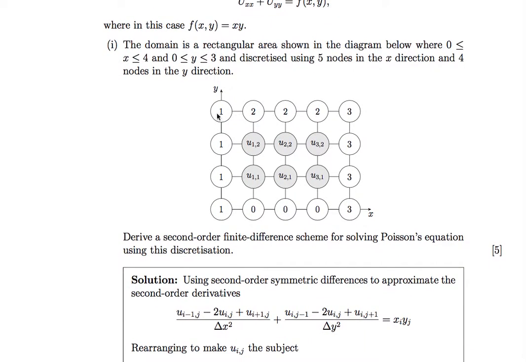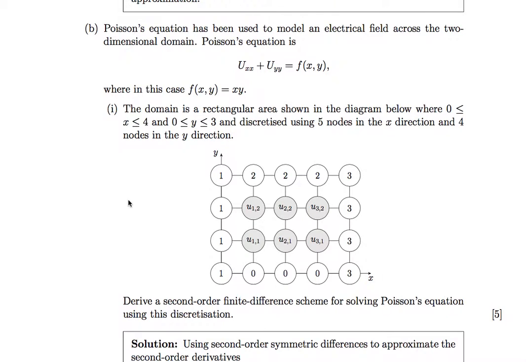We're given a rectangular domain. Okay, so x is between 0 and 4 and y is between 0 and 3. And x is discretized using 5 nodes and y is discretized using 4 nodes. So therefore the spatial step length in the x direction is 1, because 4 divided by 5 minus 1 is 1, and same in the y direction. Okay, so the spatial step length in the y direction is also 1, which is 3 divided by 4 minus 1, which is of course 1.